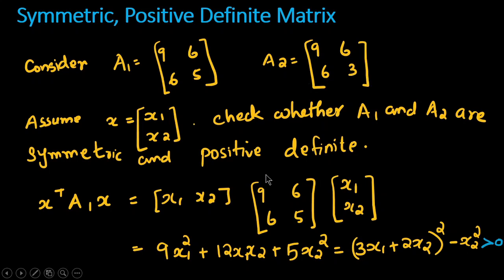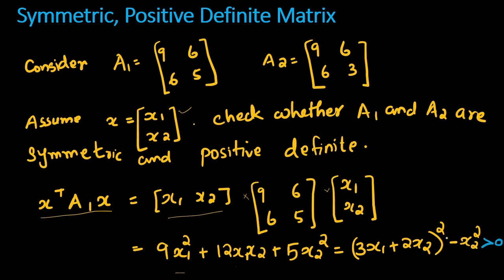And now we have to check whether it is positive definite. To check that, we have to check this equation, that is x transpose A1 x. Find this out. x transpose is this one, (x1, x2). Then it is purely matrix multiplication, [[9, 6], [6, 5]] into (x1, x2). So we will get the equation like this, 9x1 square plus 12x1 x2 plus 5x2 square, which we simplify to (3x1 plus 2x2) the whole square plus x2 the whole square. It will always be greater than 0.